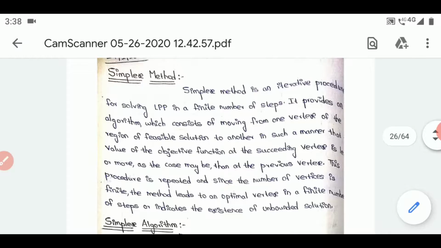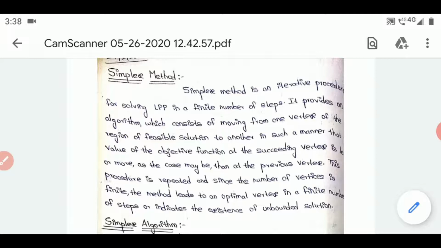This is what is meant by the simplex method. Here there is a definition about the simplex method. I'll explain the simplex method, and you can get this PDF from the link given in the description box. Please follow the link in order to get this PDF. Now, what is meant by the simplex method?